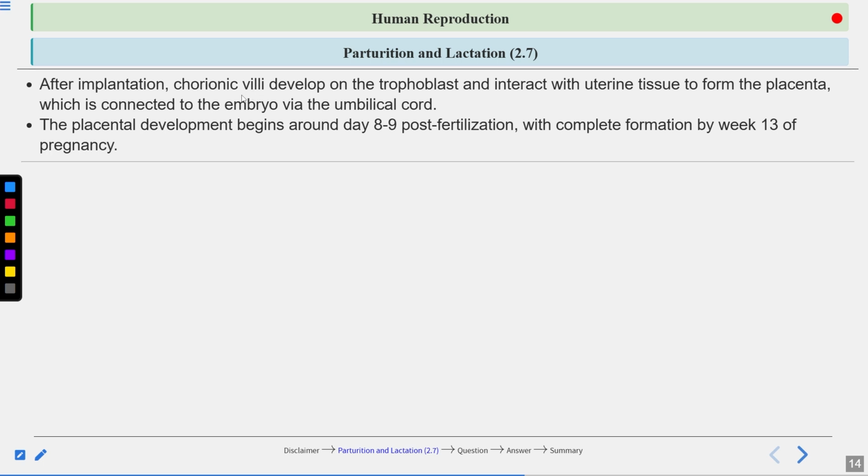So after implantation, chorionic villi develop on the trophoblast, and these chorionic villi interdigitate with the uterine tissue to form the placenta. The placenta is connected to the embryo via the umbilical cord. Now the placental development begins around 8 to 9 days post-fertilization, post-fertilization means after fertilization, with complete formation by week 13 of the pregnancy. So this is some additional information that you should know. So placenta development occurs after the pregnancy.